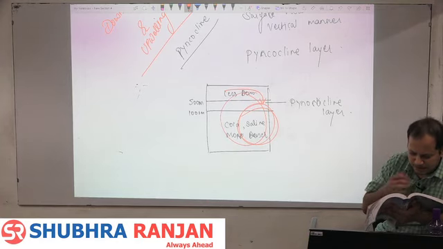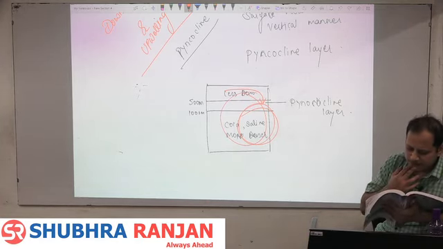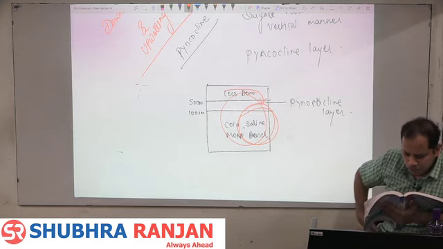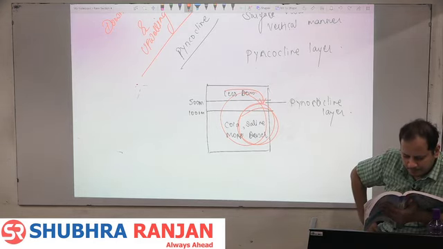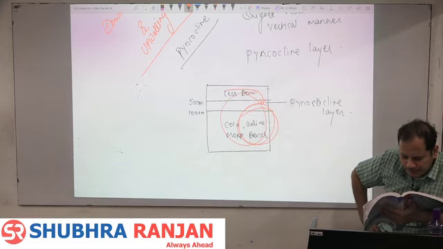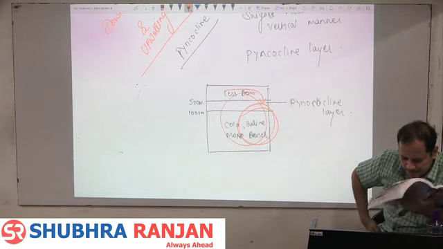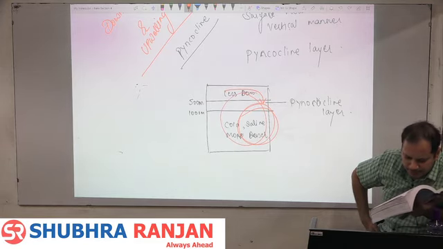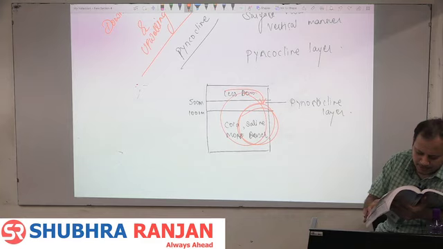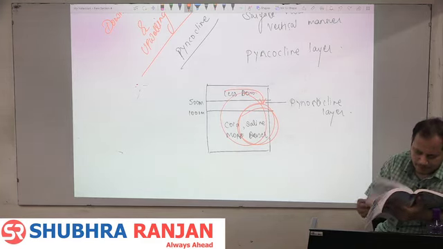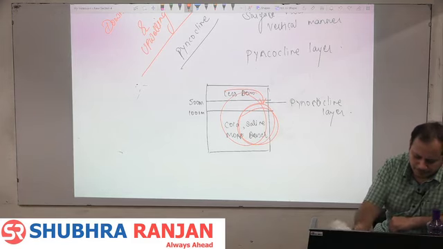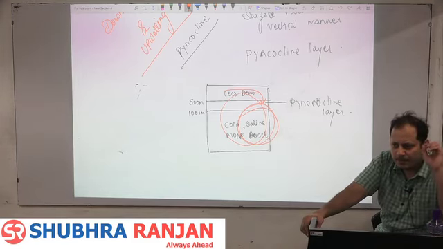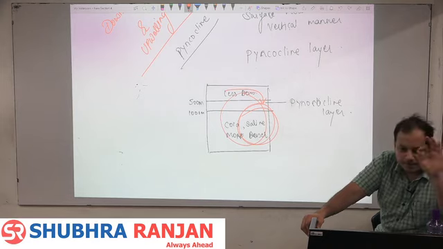Point number 2: such downwelling discourages surface marine life and fishing. Clear with this?